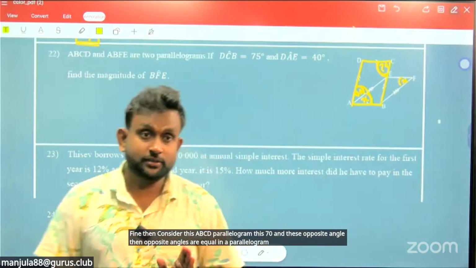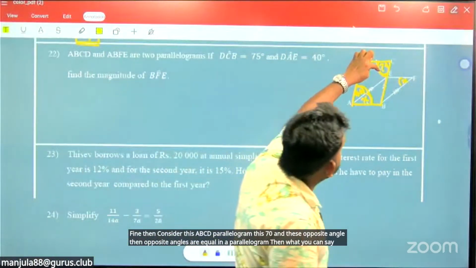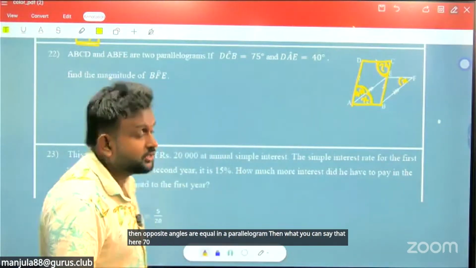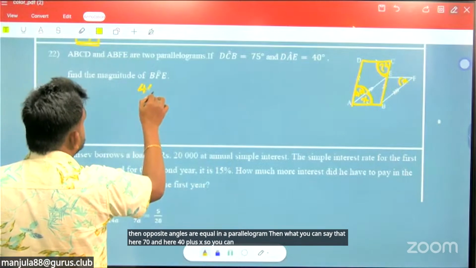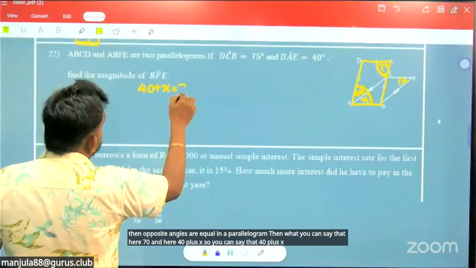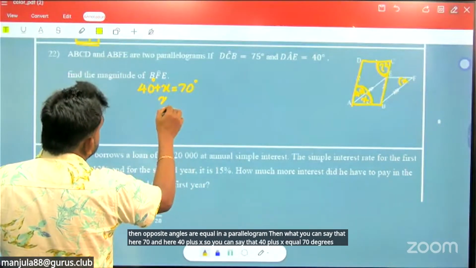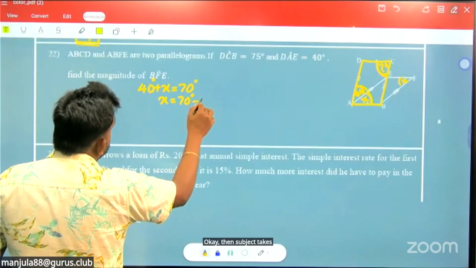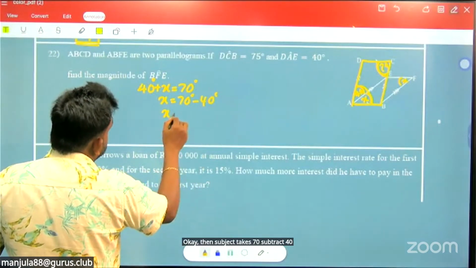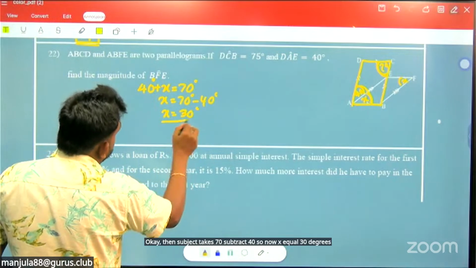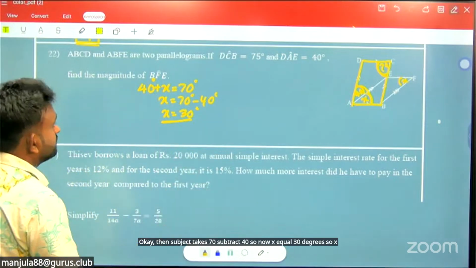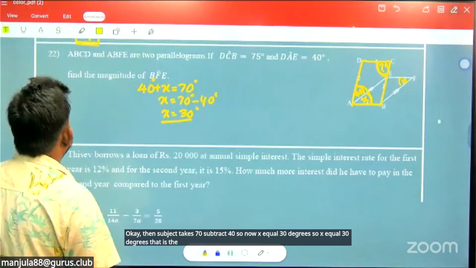Then what you can say is that here is 70 and here is 40 plus x. So you can say that 40 plus x equals 70 degrees. Then making x the subject, 70 subtract 40. So now x equals 30 degrees. So x equals 30 degrees. That is question number 22.